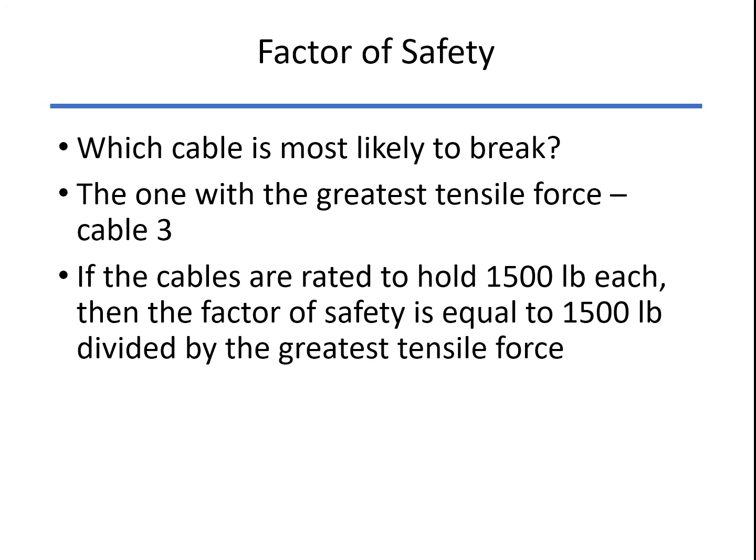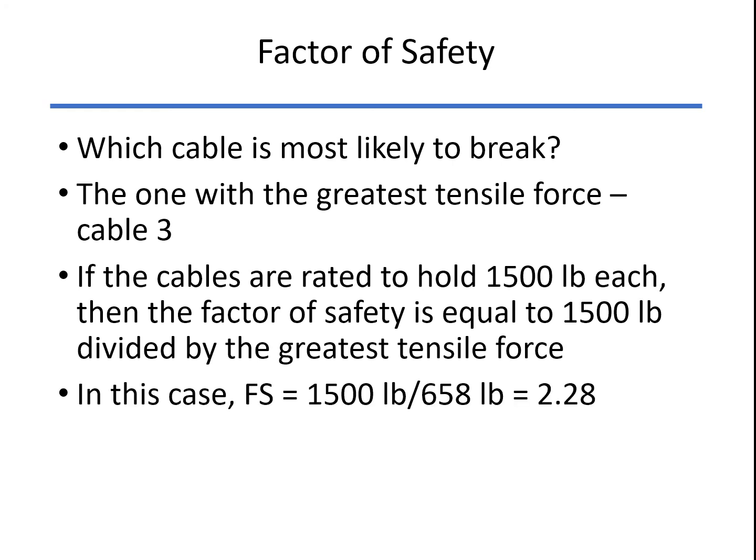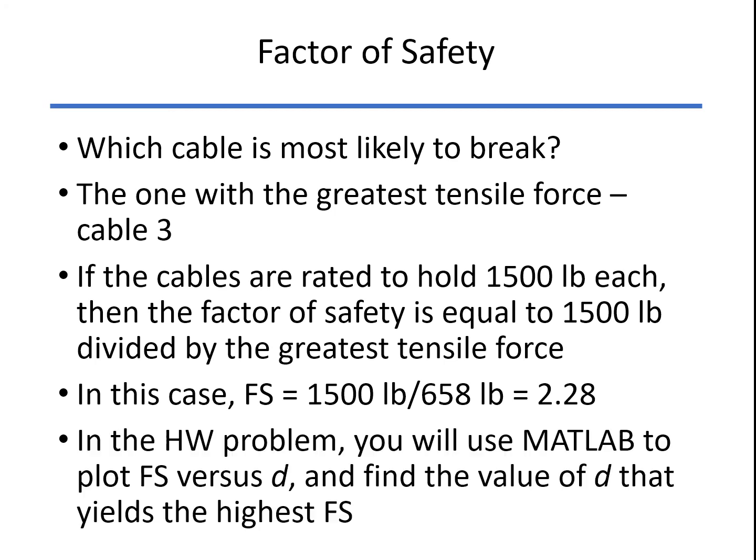Now let's say that these cables have been tested and they're rated to hold 1,500 pounds each. Then the factor of safety would be equal to 1,500 pounds divided by the greatest tensile force. So in this case, the greatest tensile force was 658, and so our factor of safety is 2.28. So that means, in theory, that we could hang not just 1,000 pounds, but 2,280 pounds before we would worry about that cable breaking.